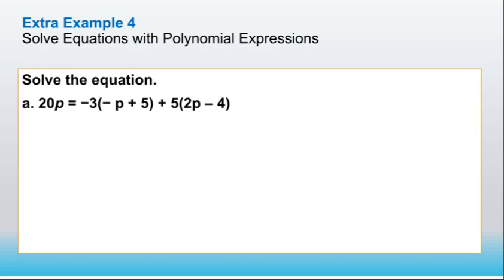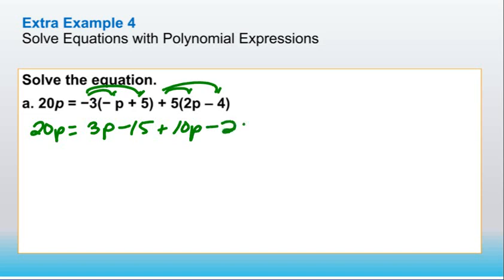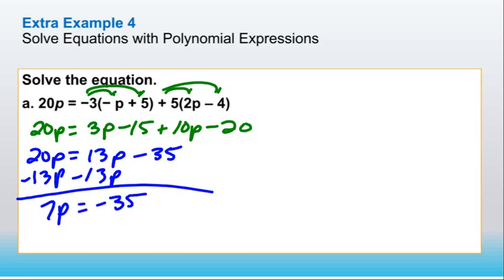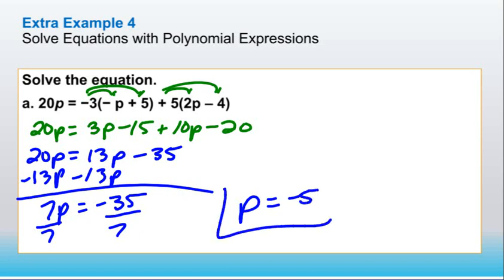Moving on to our next example, distribute negative 3. So right now I got 20p equaling 3p minus 15 plus 10p minus 20. Combine like terms, so I got 20p equaling 13p minus 35. Get the p's to one side by subtracting 13p. And we have 7p equaling a negative 35. Divide by 7, p would equal a negative 5.